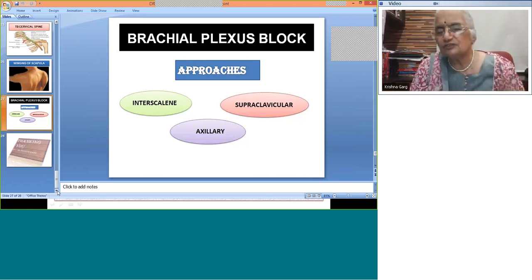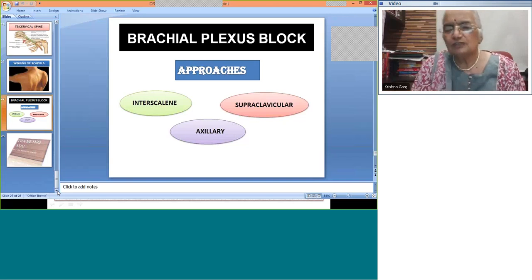Some of these nerves may also be affected by heavy bags which children carry. The musculocutaneous nerve or the radial nerve can be affected by those.